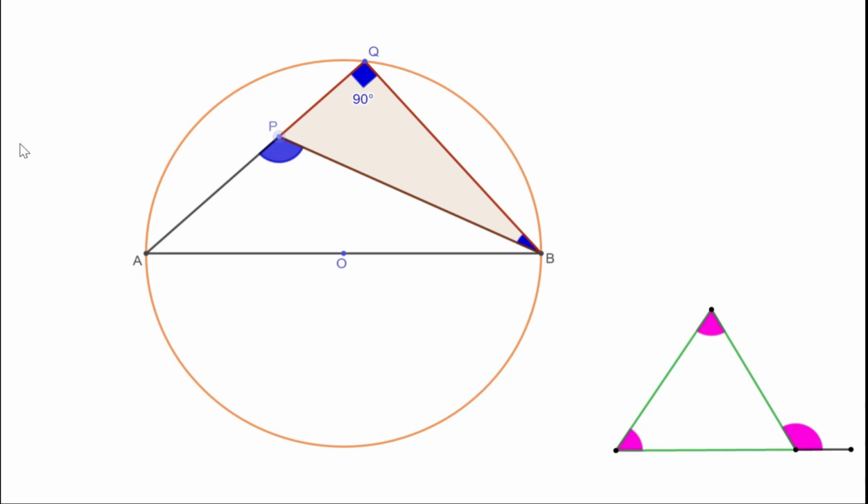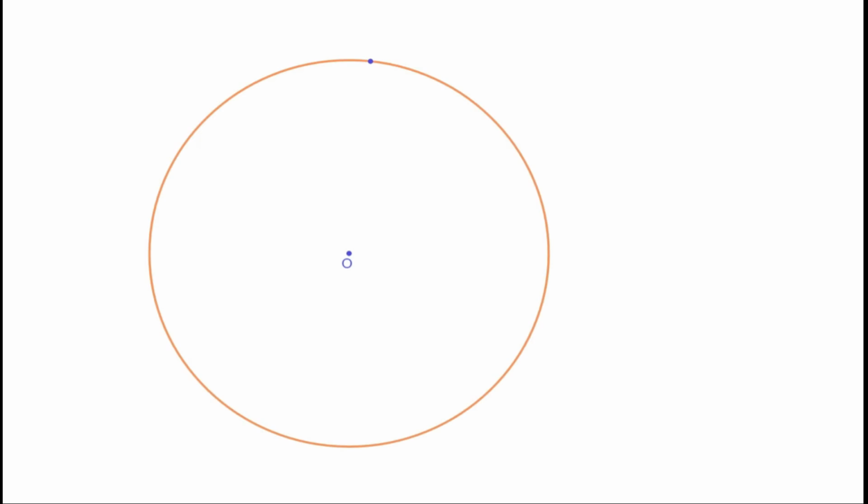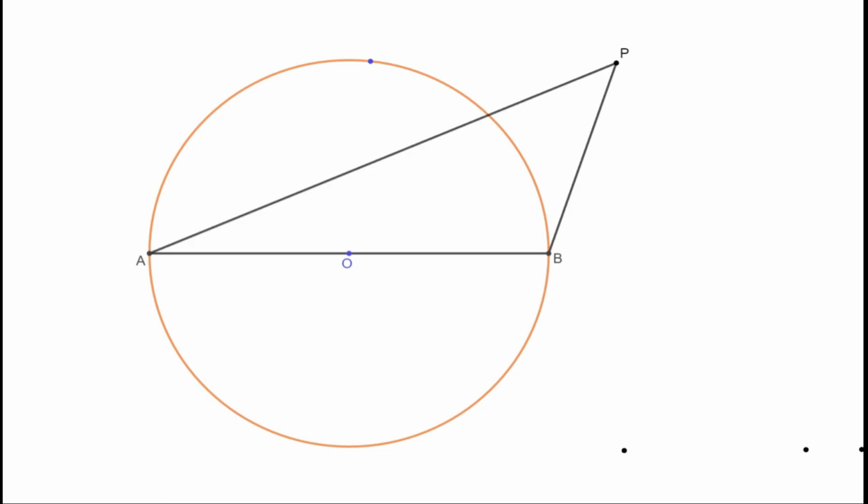Now let us take the second situation. Let us draw a circle and a diameter. Now join the ends to a point outside the circle like this. Now, what can you say about this angle? Let us check. Let us join this point Q to B. Q is a point on the circle. Now, what about angle Q? It is 90 degree as Q is angle in the semicircle.